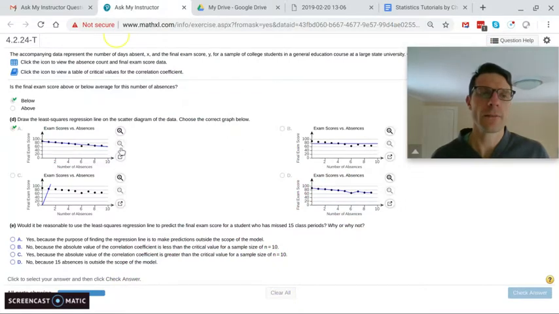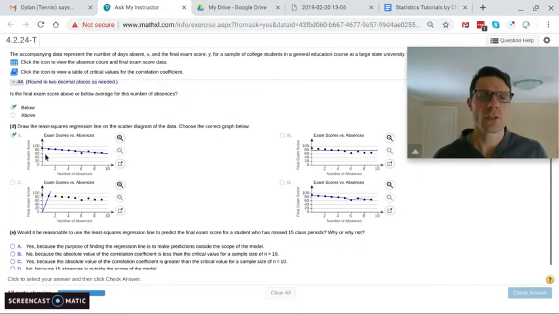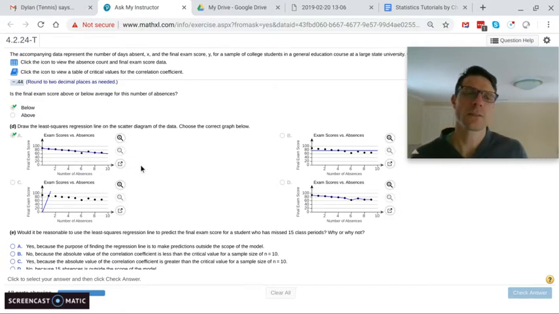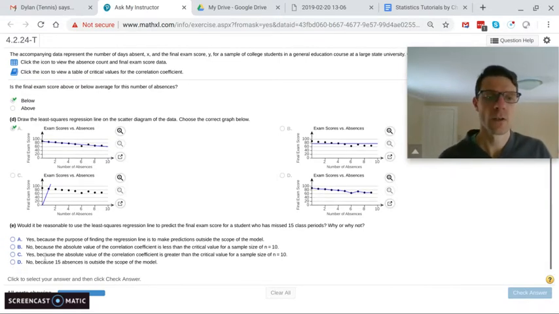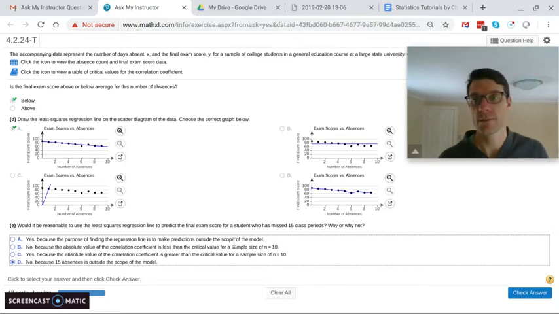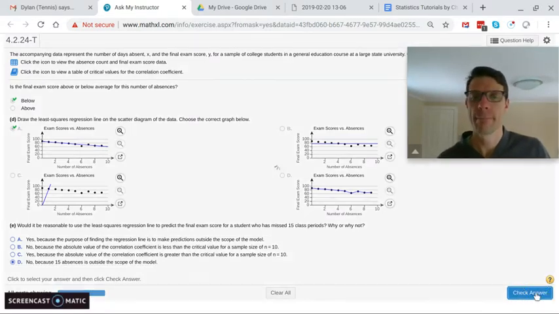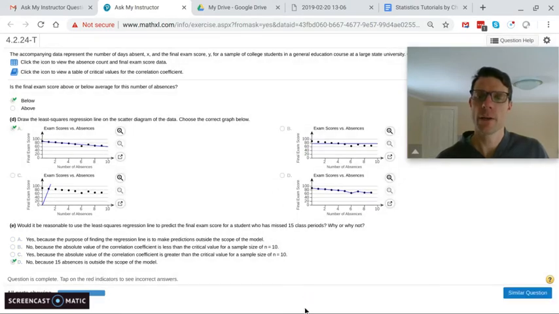And if you look at our scatter plot, we don't have any data points out near 15. That's like 50% more than our max value, so it would be way out here if I continued the graph. There are no real data points around that, so I can't be very confident that my model is going to predict that well, because it's outside what we call the scope. So the right answer here is no, because 15 absences is outside the scope of the model. I hope that makes sense. Okay, I hope that helped on this problem.